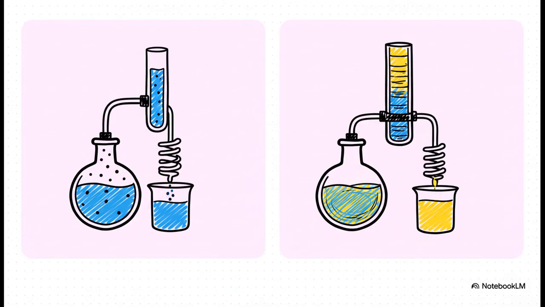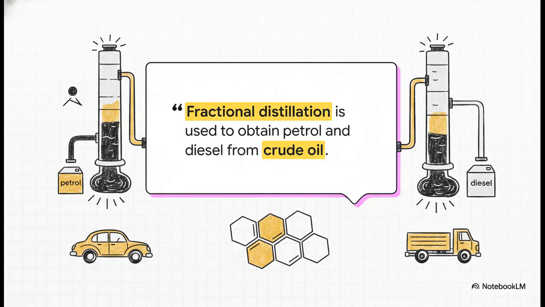Now this brings us to a really important distinction. The saltwater experiment we talked about, that's called simple distillation. But when you need to be really precise and separate liquids with different boiling points, you use a more advanced method called fractional distillation. And believe me, this isn't just some neat lab trick. Fractional distillation is one of the most important industrial processes on the planet.